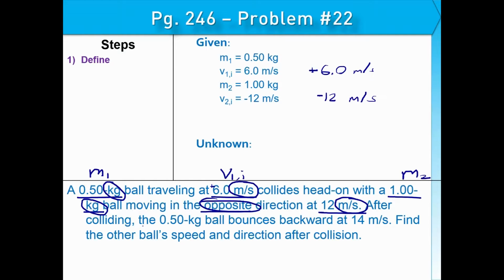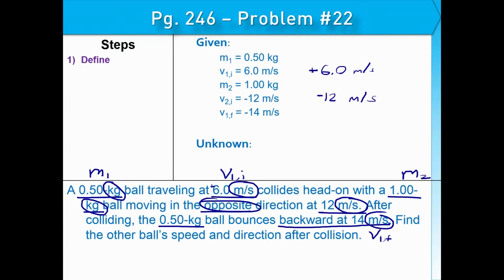Continuing on, it says after colliding, so after the collision, the 0.5 kilogram ball, meaning mass 1, bounces backwards at 14 meters per second. And because of the unit meters per second, you know we're dealing with velocity. This is talking about the 0.5 kilogram ball, so it's going to be the first velocity, and it goes backwards. So when it goes backwards, now it's going to be negative. This velocity is the final velocity, and because it's going backwards, it's negative 14 meters per second.